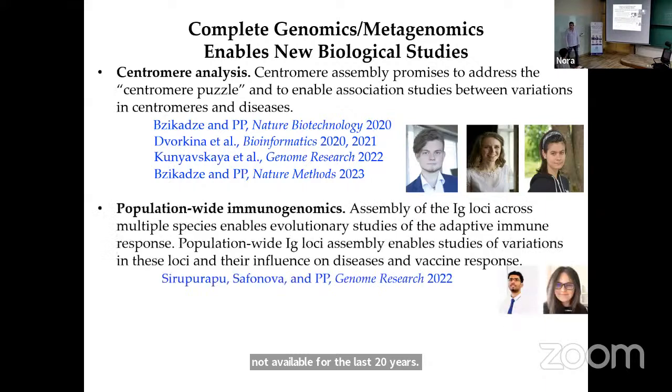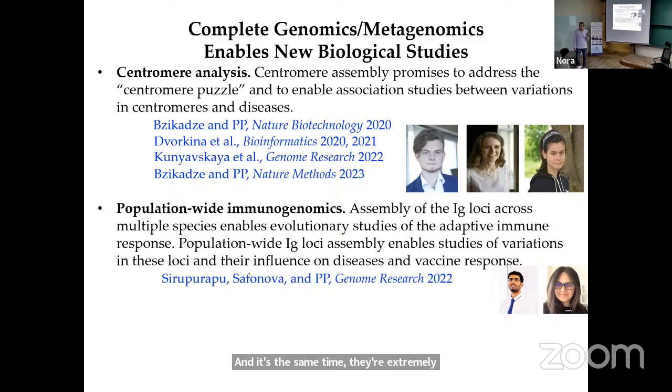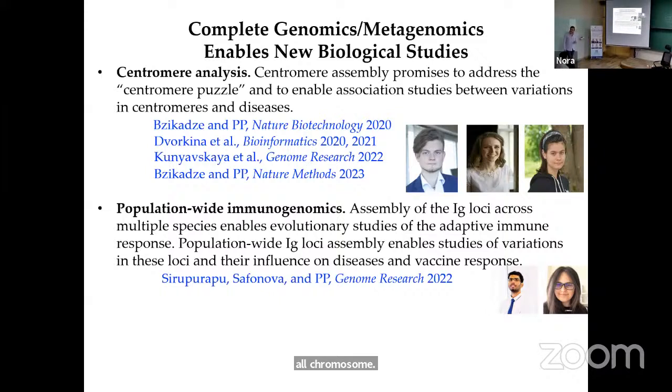Another, and also they represent a centromere puzzle. These regions are the most rapidly evolving regions in the human genome. And at the same time, they're extremely conservative. Their function is chromosome segregation, which is the same all the time across all species, across all chromosomes, but they're so different between different mammals.